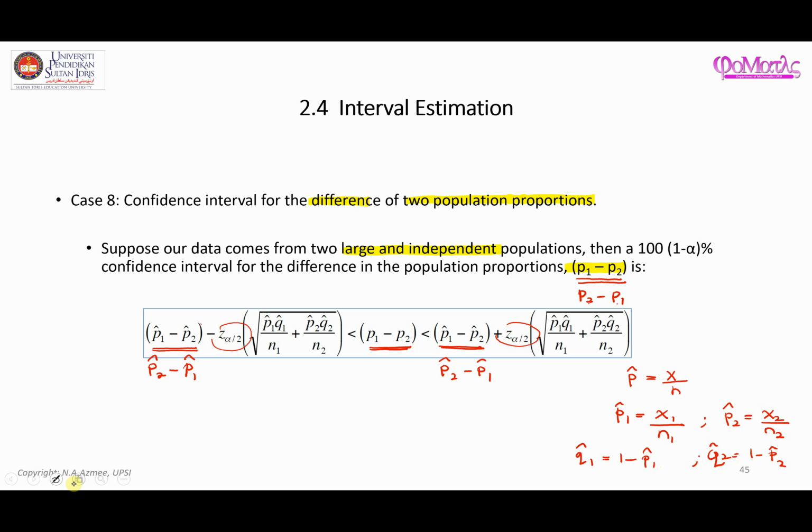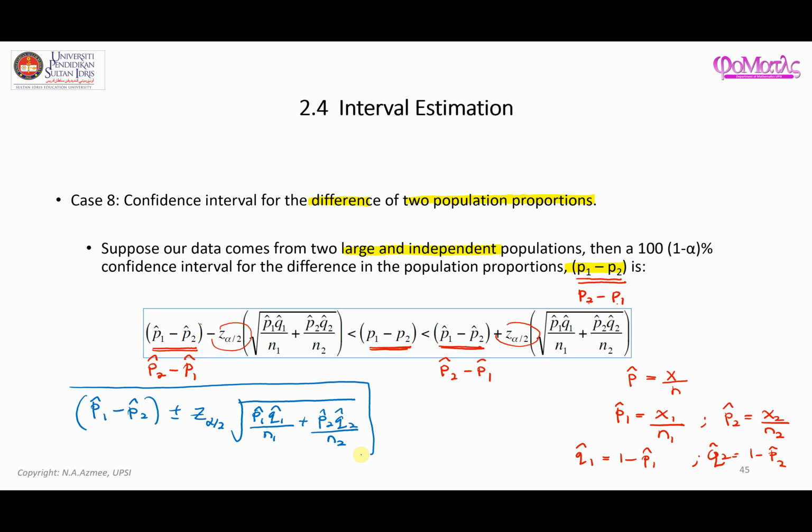The formula given here can be written in a compact form, and it will look like this: P hat 1 minus P hat 2, plus minus Z alpha over 2 times the square root of P hat 1 Q hat 1 over n1 plus P hat 2 Q hat 2 over n2. So this is the formula written in a compact form.